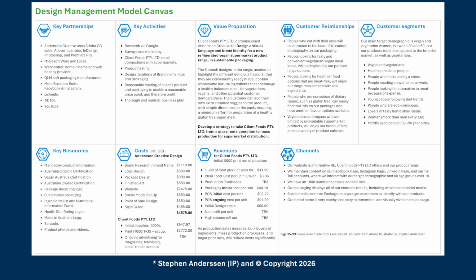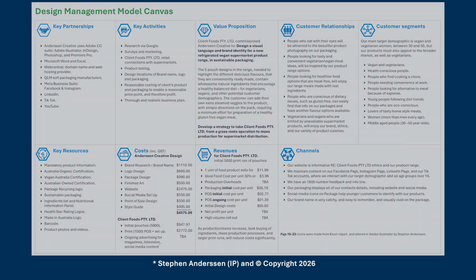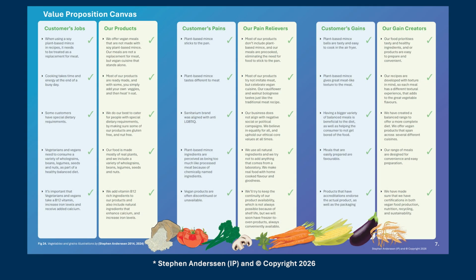The rest of the design management model canvas table features all the different parts of the plan, all the detail. It's an overview of everything, a one-stop shop where the client can look at everything all at once. The value proposition canvas hasn't changed a lot since the last time. Just a few minor details have changed.